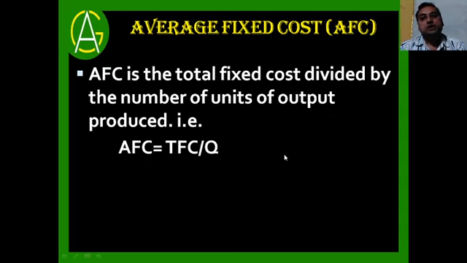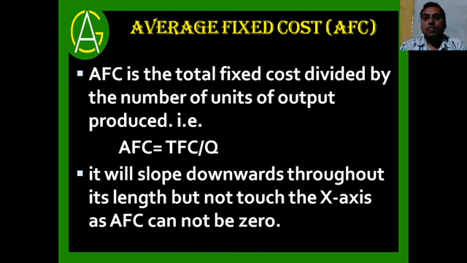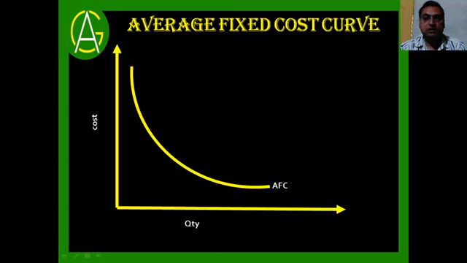Now what will be the curve of average fixed cost? Let us see. The curve of average fixed cost will slope downward throughout the length, but it will never touch the x-axis because average fixed cost can never be zero. Let us see how the curve appears. See, this is the curve of average fixed cost. It will go on decreasing throughout its length, but it will never touch this x-axis. Average fixed cost curve is downward sloping.